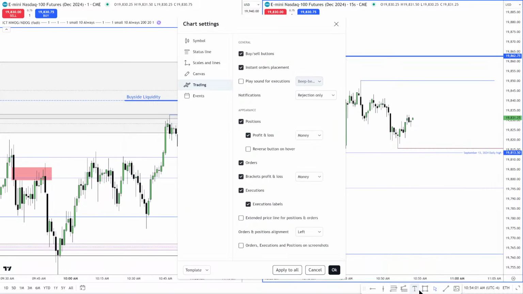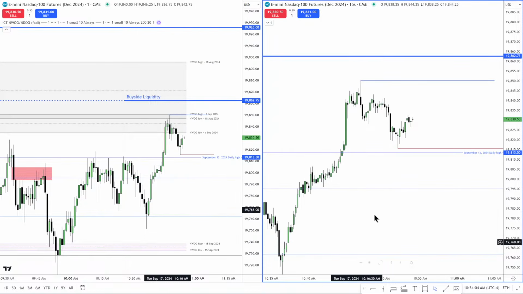Just missed it, sorry. That candlestick right there, when it hit that, that was the entry for buy side. And then I would want to see inversion in here.